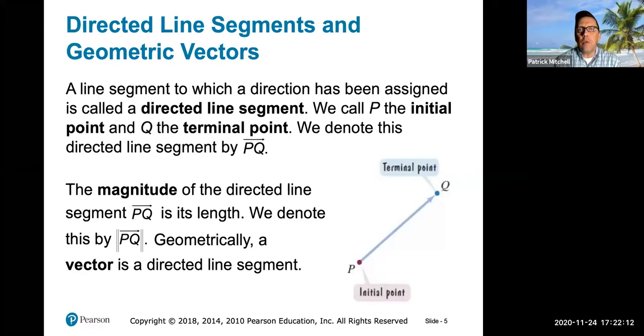A line segment to which a direction has been assigned is called a directed line segment. We call P the initial point and Q the terminal point. We denote this directed line segment like this, PQ with an arrow over it. The magnitude of the directed line segment PQ is its length. We denote this with PQ with the arrow over it, and then a pair of what look like double absolute value bars. Geometrically, a vector is a directed line segment. So you can see a picture of the vector PQ over here.